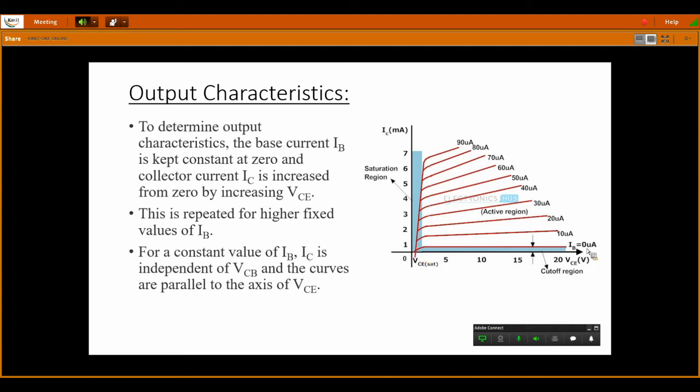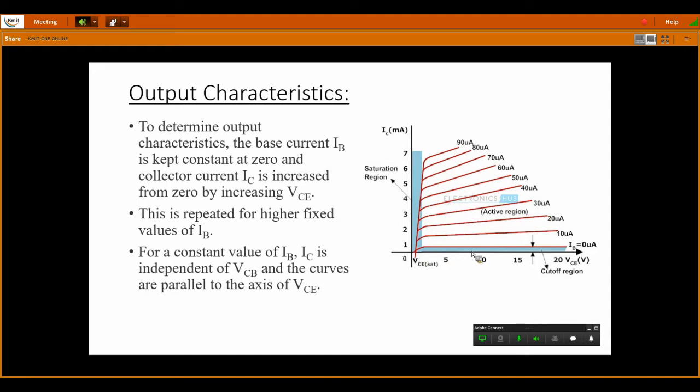Here, when IB is 0, IC is approximately equal to 0. With 10 microamps, we have a gradual increase. Like this we calculate and draw the output characteristics of your common emitter configuration. This was your saturation region, where the current is increasing rapidly. And this part of the curve is the active region, where it is increasing linearly.